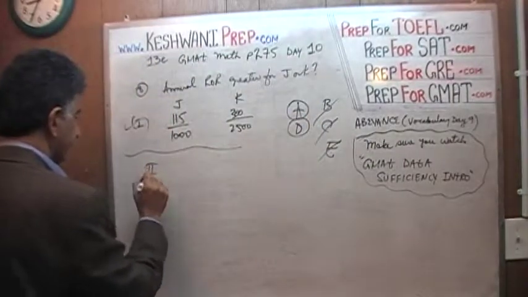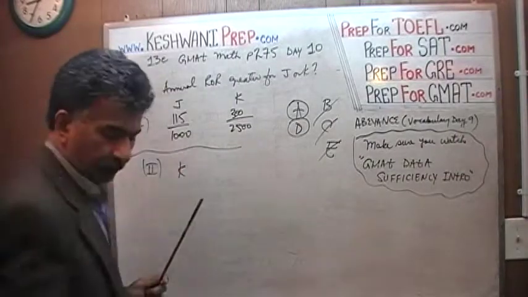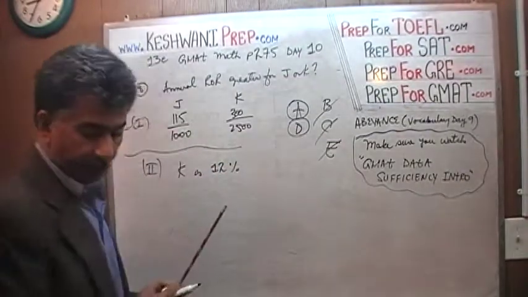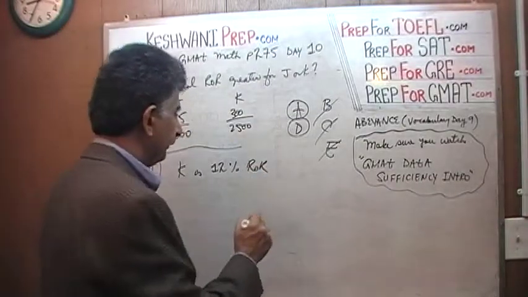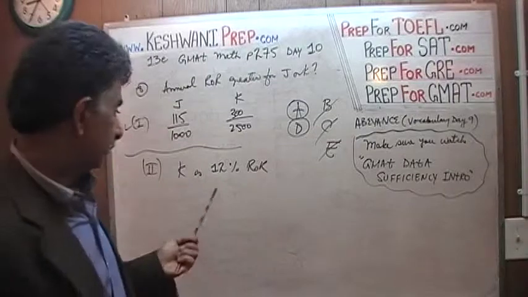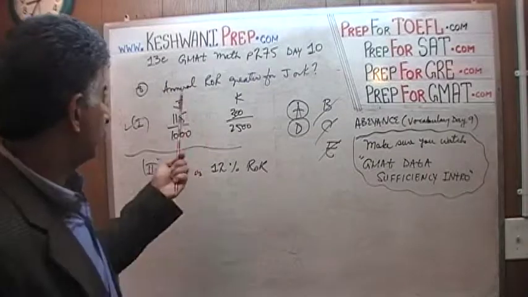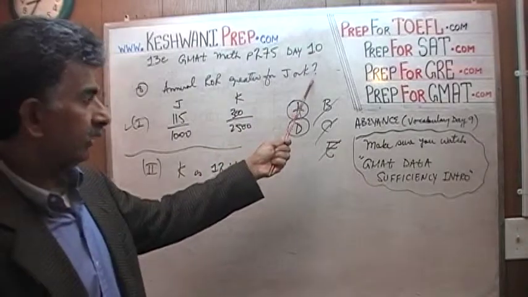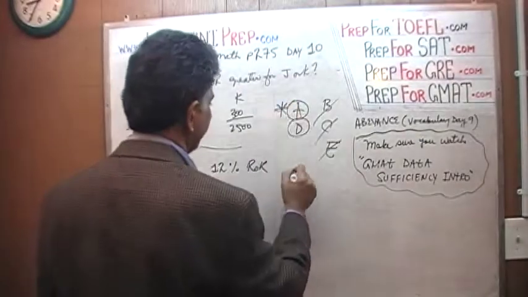Let's look at the second statement. The second statement says the rate of return on K is 12%. So simply knowing that the rate of return on K is 12% does not tell us anything at all about the rate of return on J. It's fine and dandy that it's 12%, but what about J? Unless we know the rate of return on J, we cannot tell which one is greater. The question is, is the annual rate of return greater for J or for K? Just knowing K by itself doesn't do it. So therefore the answer is A. The answer is A.